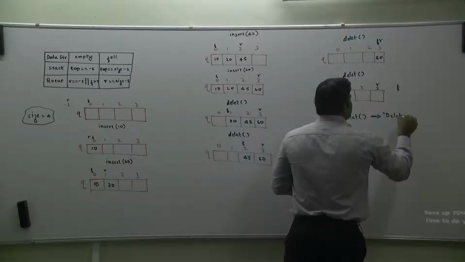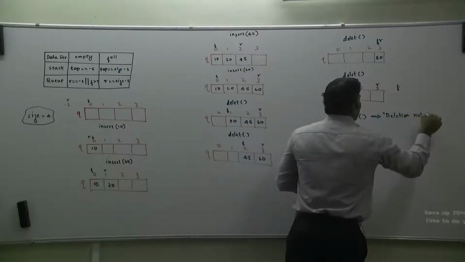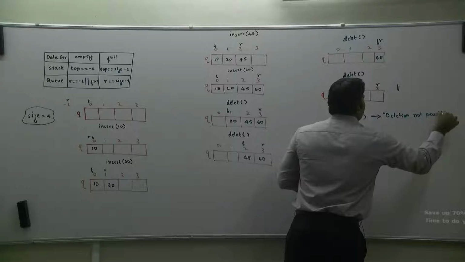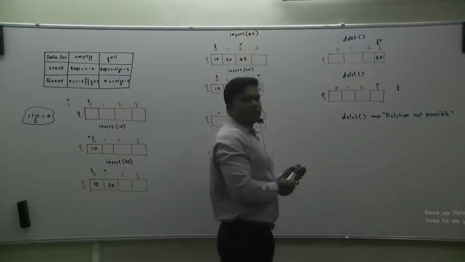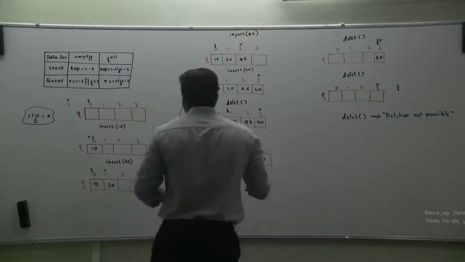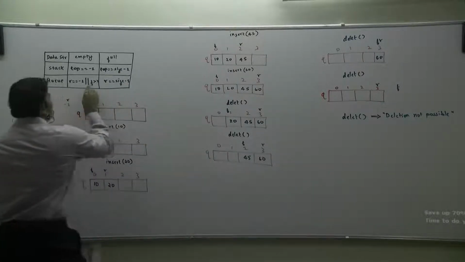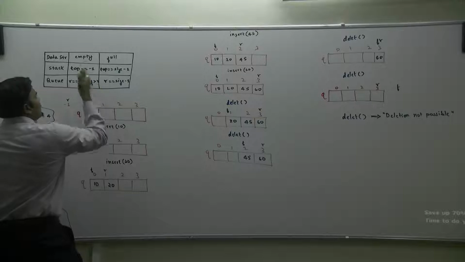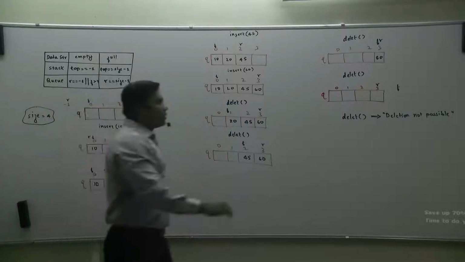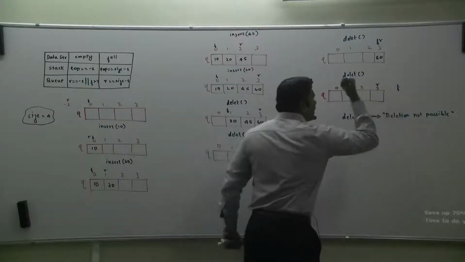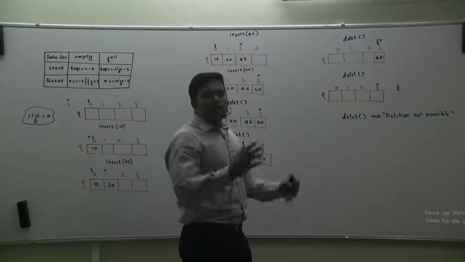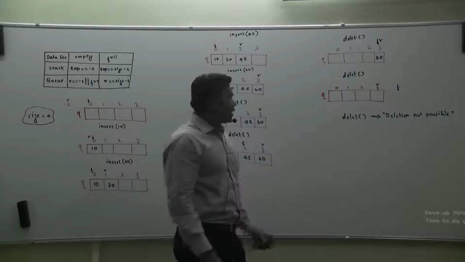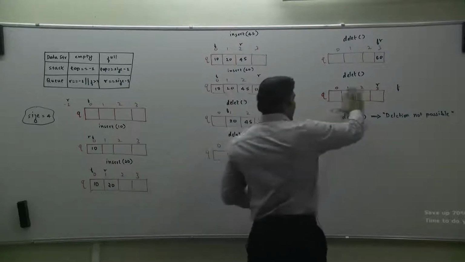You will get deletion not possible. Why, sir? Why will we get deletion not possible, you may ask. Because the queue is empty. In fact, you have only said here that whenever front is greater than rear, the queue is empty. Here you can notice, front is greater than rear. So the queue is empty, so deletion not possible. Correct.